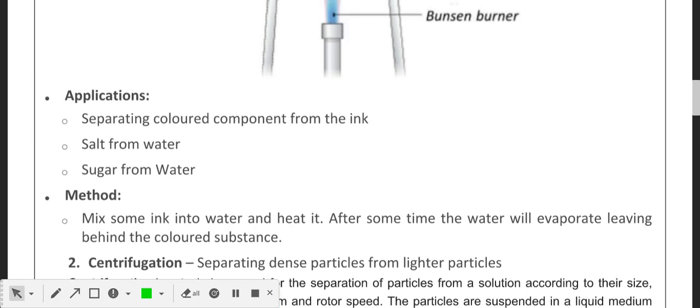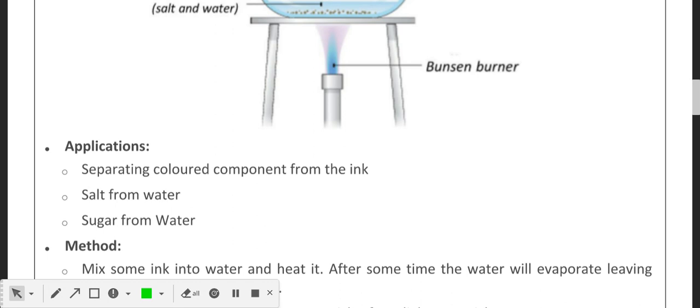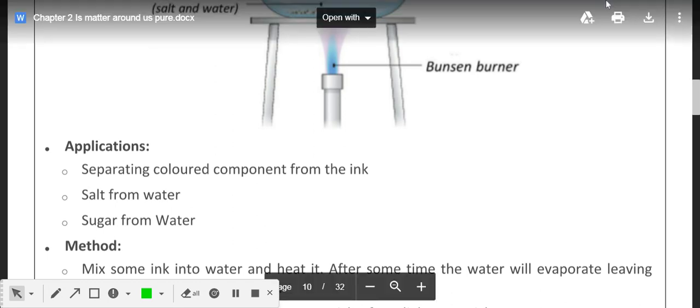So today we are going to study only the process of evaporation here. Centrifugation and the other processes we are going to study in the next video.